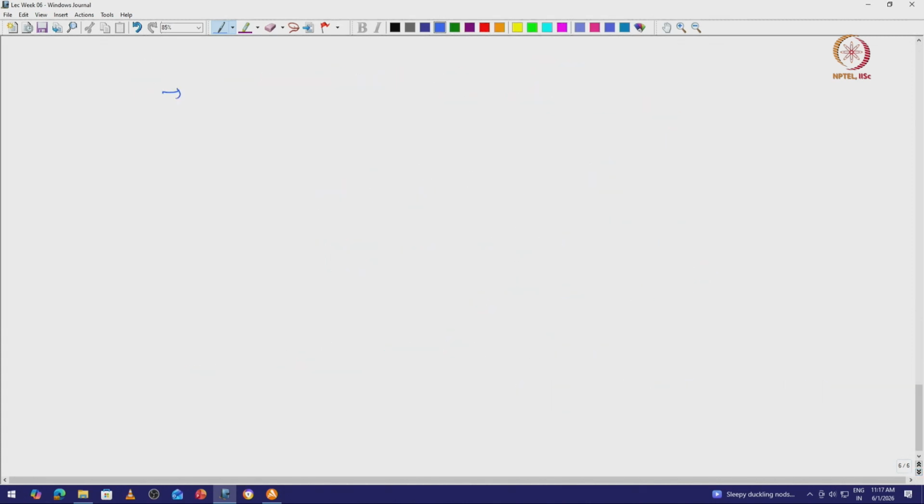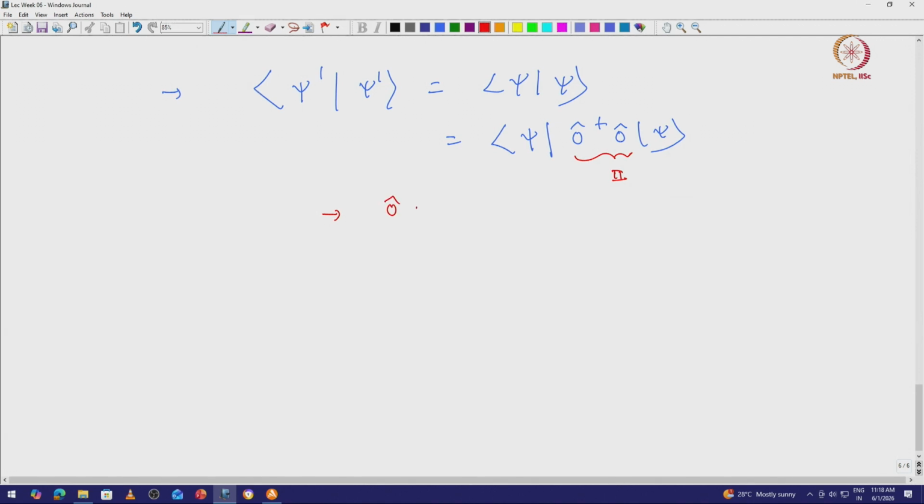So, if we insist that the inner product should remain invariant, from the left hand side it is obvious that this has to be identity. So, O must be unitary. Okay.